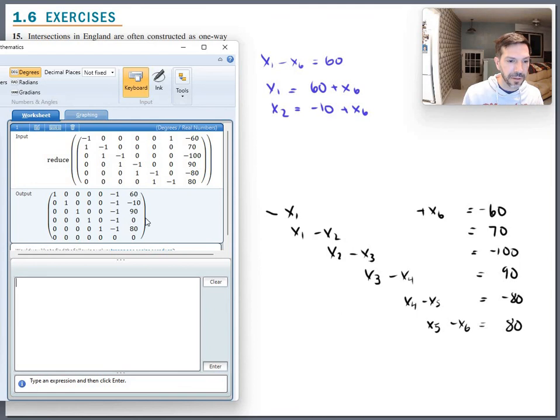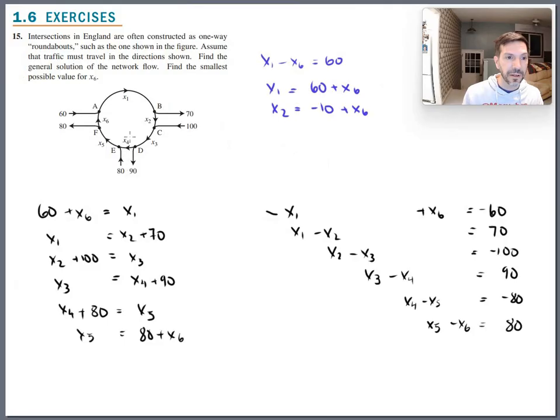Notice we're moving x6 to the other side every single time. But notice all of the other numbers on the right-hand side are either 0 or positive. So when they say find the smallest possible value for x6, x6 would have to be 10, at least. That would mean x2 is 0, but we don't want x2 to be negative. People should not be driving backwards in the roundabout. So x6 being at least 10 will prevent us from having any accidents. I guess x6 being 10 means nobody is driving between B and C. Everybody's apparently exiting the circle at B, but that's okay.